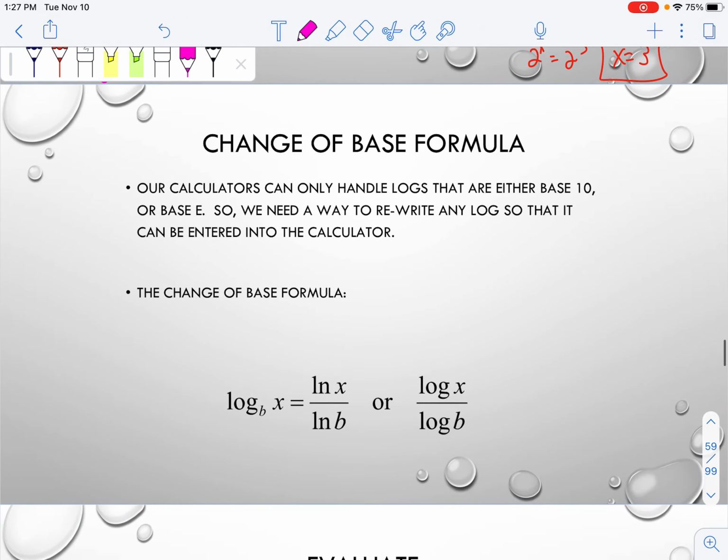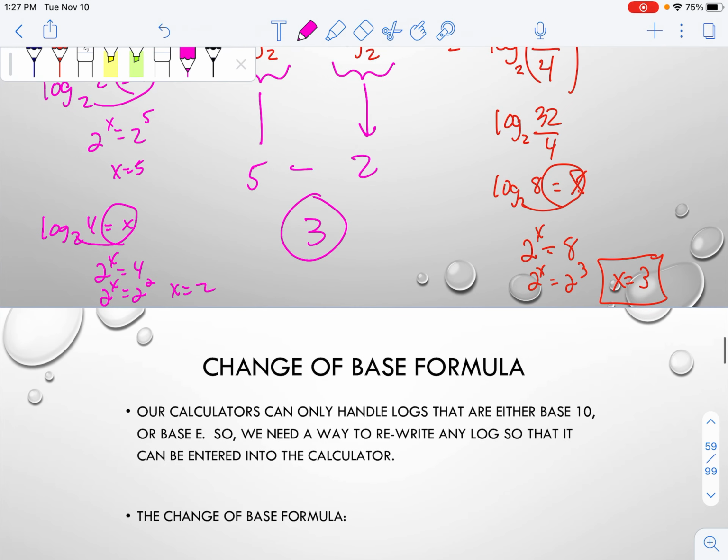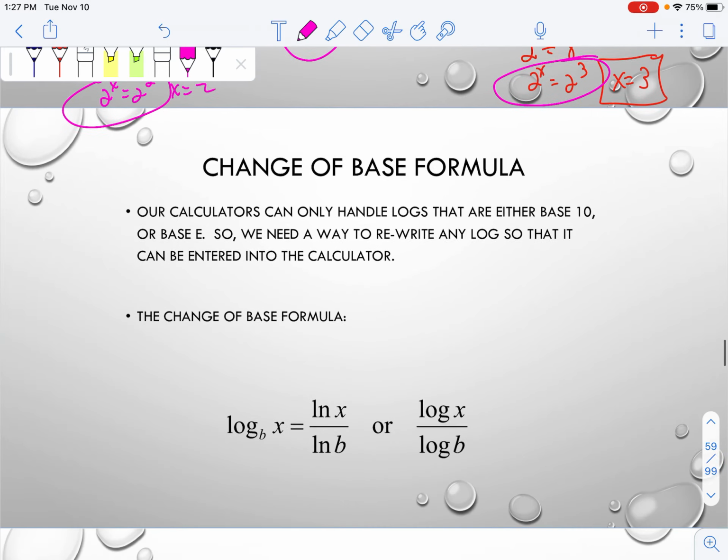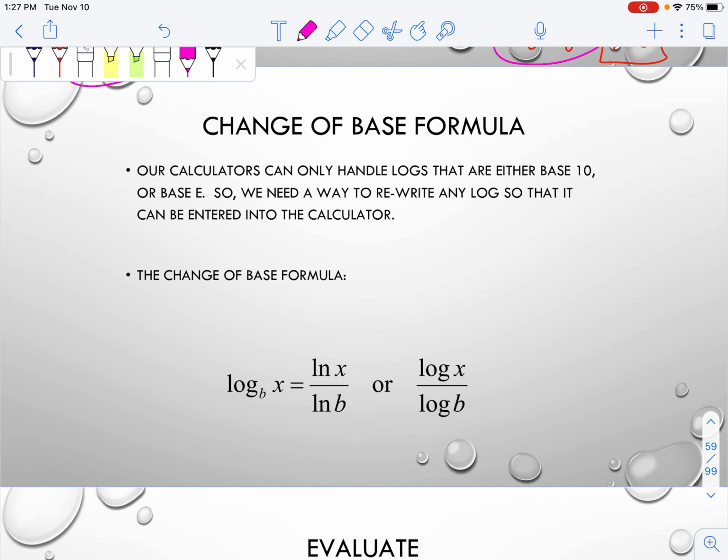The next thing here is, what if we get to a situation like this here or like this here, where you can't get the bases equal? We have to somehow get the bases equal. So we apply what is known as the change of base formula. Your calculators can only handle logs that are base 10.